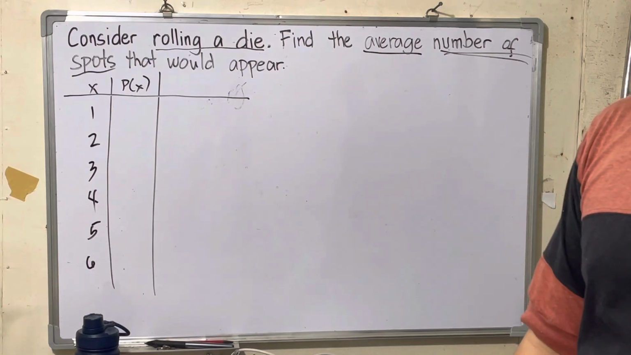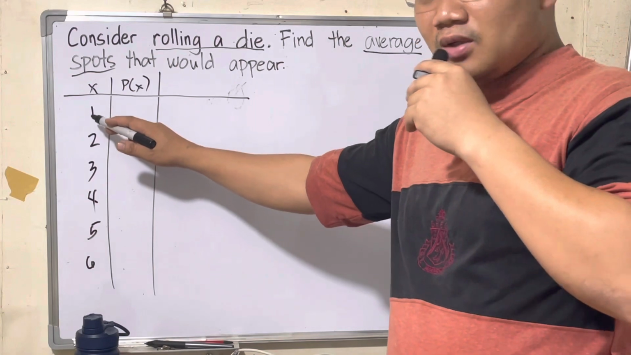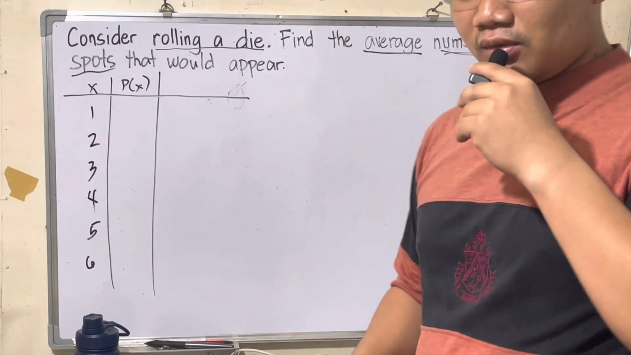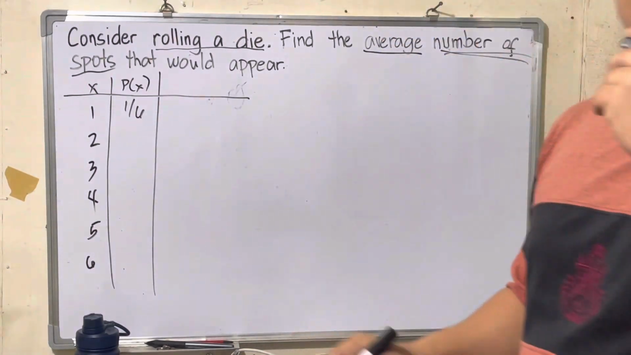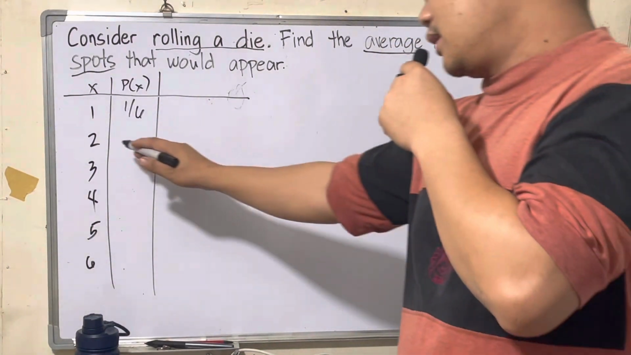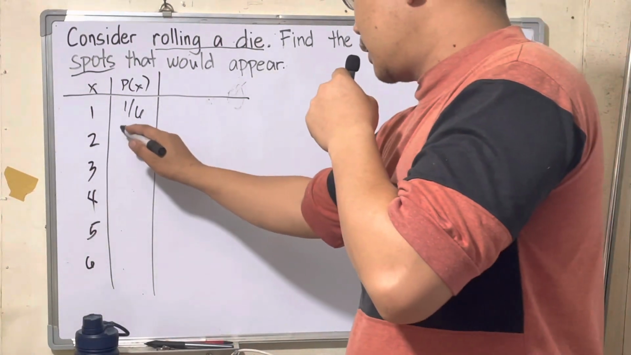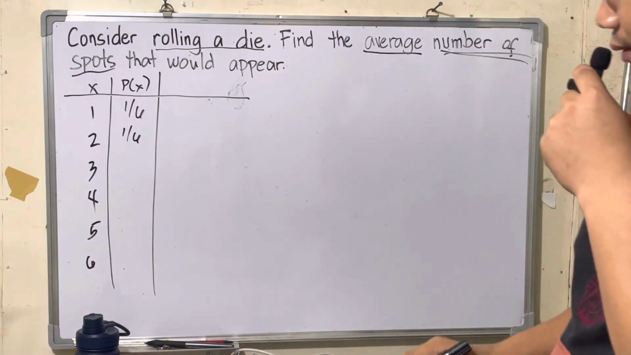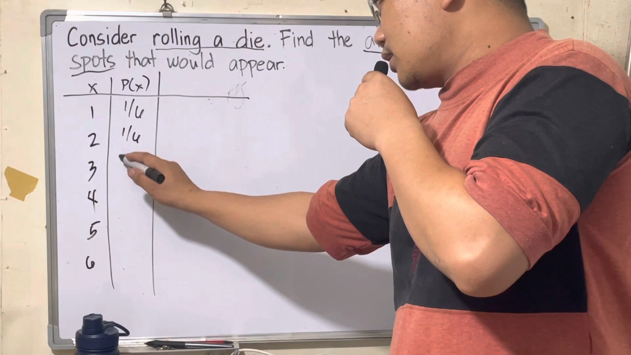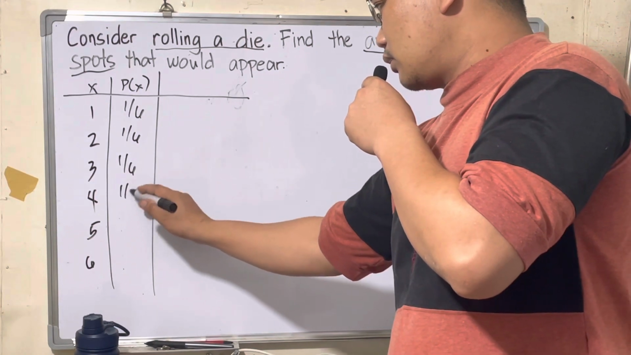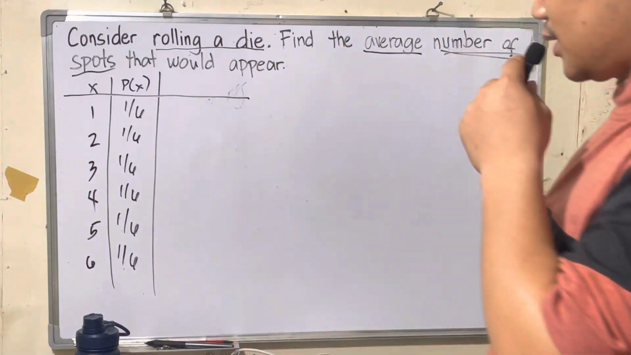that would appear. So what is the probability in rolling a die to get 1? Okay, very good. That is 1 over 6. How about the probability to get 2 in rolling a die? Okay, very good. So that is 1 over 6. And also, the probability to get 3 in rolling a die is 1 over 6. This one, 1 over 6, 1 over 6, and 1 over 6.